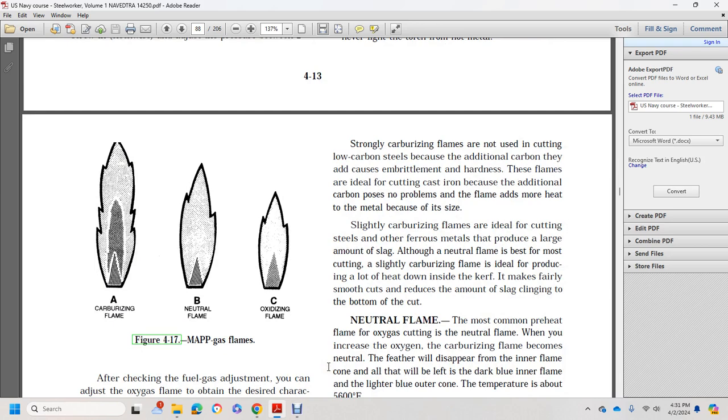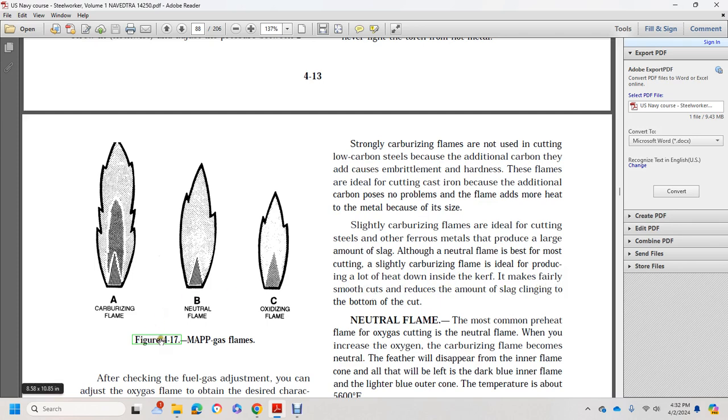Strongly carburizing flames are not used for cutting low carbon steel, since the additional carbon can cause edge embrittlement and hardening. For cutting cast iron, the additional carbon causes no problem, and the flame adds more heat to the metal because of its size. A slightly carburizing flame is ideal for cutting steel and other ferrous metals that produce a large amount of slag. The neutral flame is used for most cutting. A slightly carburizing flame produces a lot of heat down inside the kerf, which makes fairly smooth cuts and reduces the amount of slag clinging to the bottom of the cut.